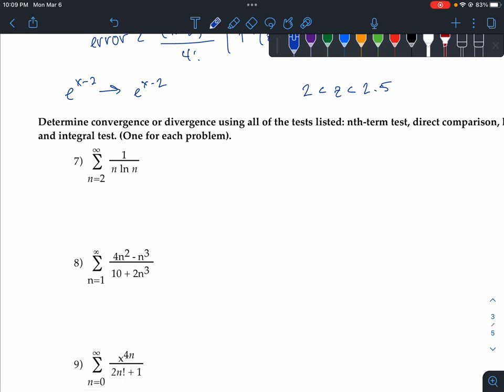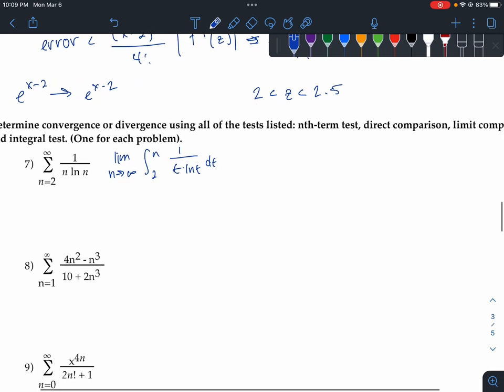So from using the integral test, I'll use the limit as n approaches infinity of the integral from 2 to n of 1 over t times the natural log of t dt. The integral test says that if this limit converges, the series converges, or if this integral diverges, then this series diverges. So both the integral and the series will converge or diverge depending on the integral.